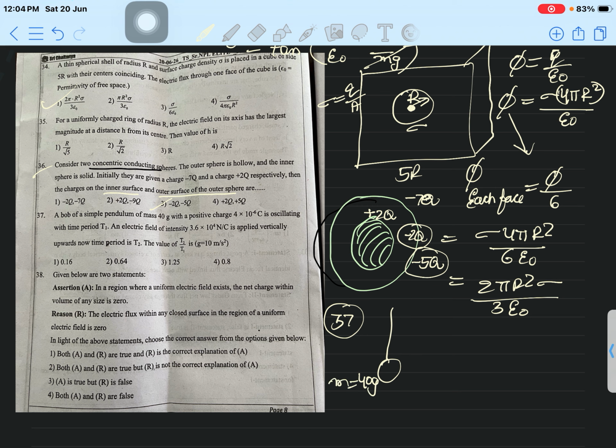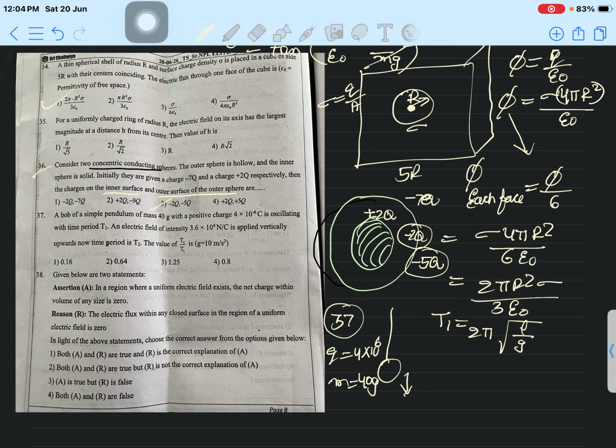Now see, sir, 37th they have given a simple pendulum of mass 40 grams. 40 grams mass is there, and positive charge of this ball is given a charge which is 4 into 10 power minus 6 coulomb, oscillating with a time period t1. Okay, you know what is the time period t1 of a simple pendulum, executing SHM because of gravity, 2 pi root l by g, sir. Okay, now electric field intensity is applied vertically upwards. Now the time period is t2.